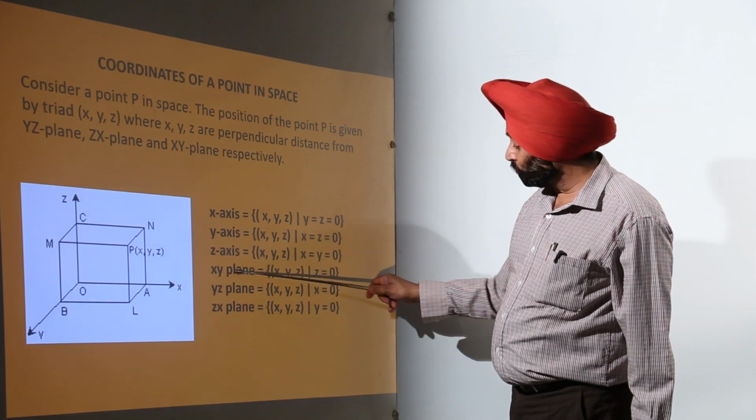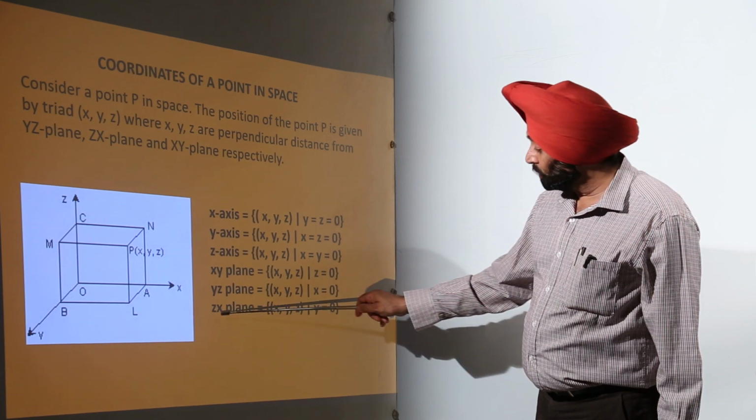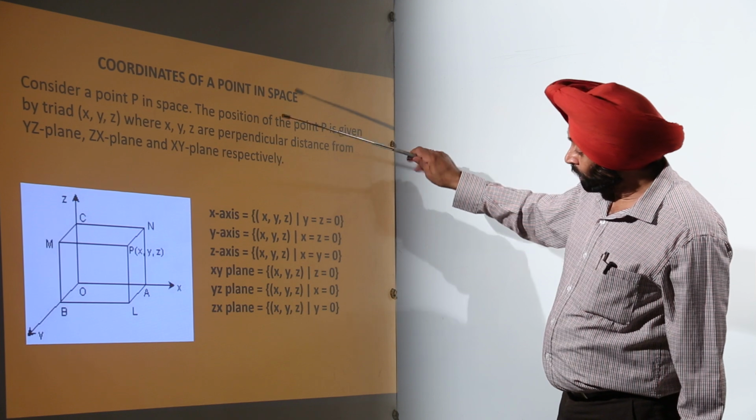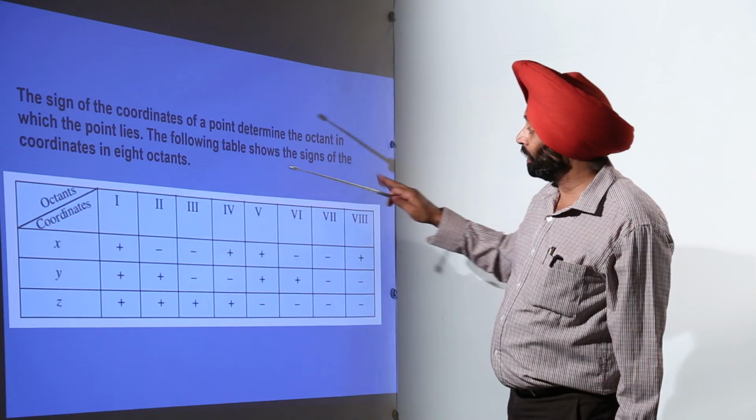Now from these three, we can discuss that in the xy plane z is 0, in the yz plane x is 0, and in the zx plane y is 0. Is it clear?